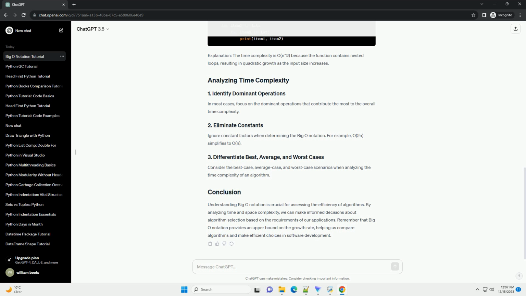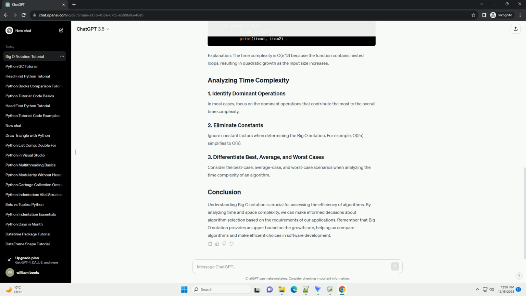Explanation: the time complexity is O(n), because the execution time grows linearly with the input size. The function iterates through each element in the list. Explanation: the time complexity is O(n^2), because the function contains nested loops, resulting in quadratic growth as the input size increases.